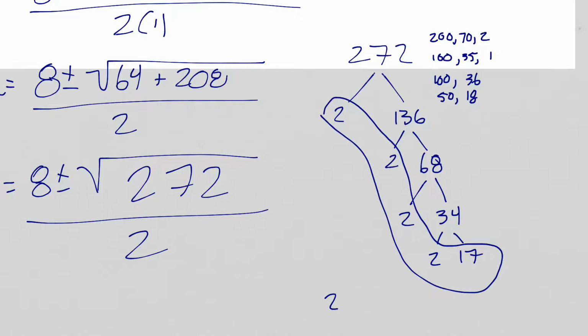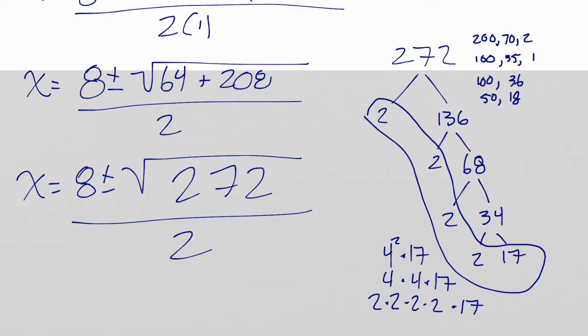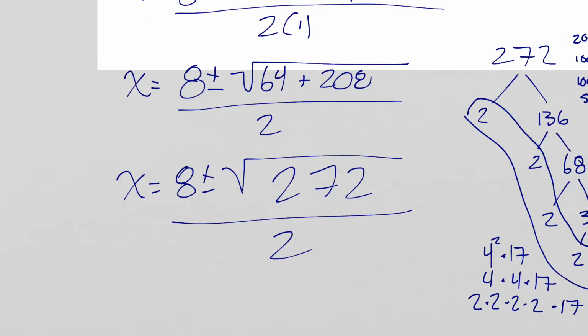What does that mean? It means that 2 times 2 times 2 times 2 times 17 is what gives me 272. And why is that helpful? Well, 2 times 2 times 2 times 2, well, look at 2 times 2 is 4. So I have 4 times 4 times 17, which means I have 4 squared times 17. So I'm using this to help me break this up. So x equals 8 plus or minus the square root of 4 squared times 17, which means I can pull that 4 out, which is nice.